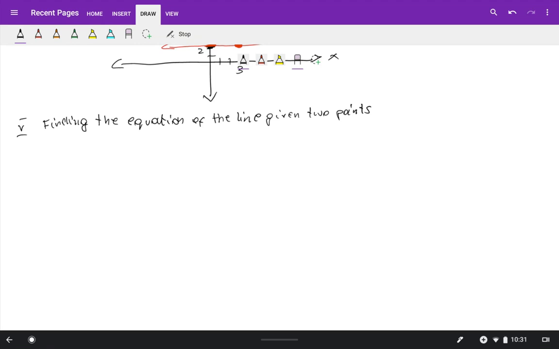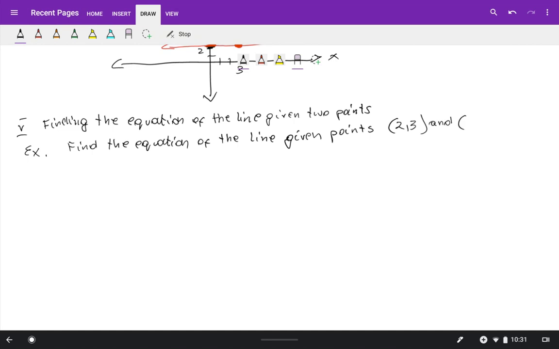Okay, so let's do the example. Find the equation of the line given points (2, 3) and (-4, 5). Graph the line.